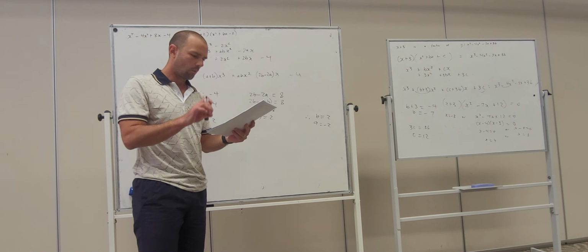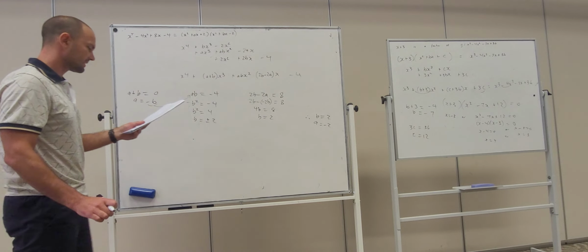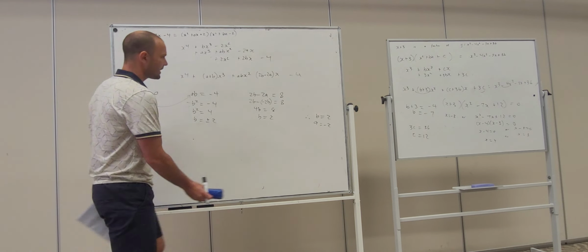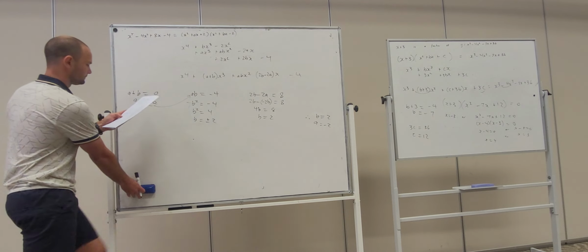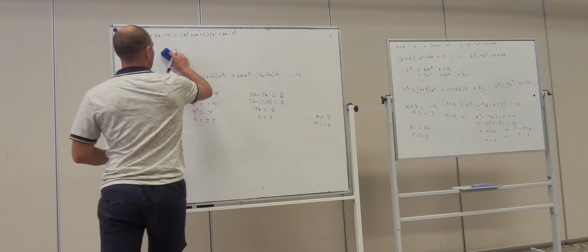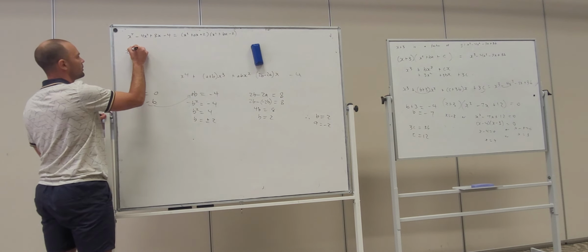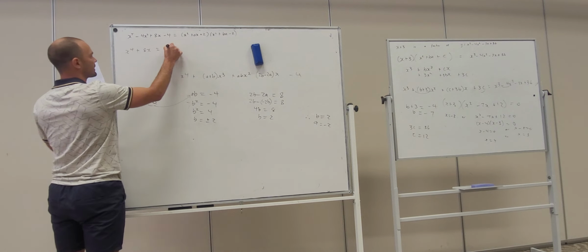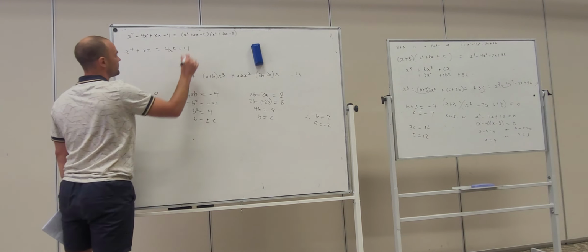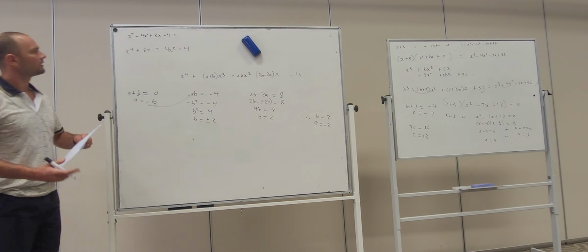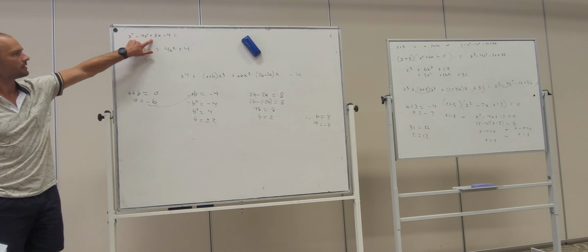Hence, solve the equation x to the 4 plus 8x equals 4x squared plus 4. So we're trying to figure out what's some link between these two. We have x to the 4 plus 8x equals 4x squared plus 4. Can anyone see a link between this and this?